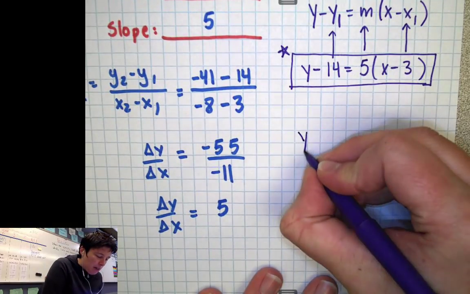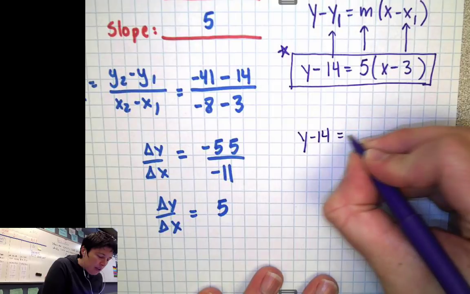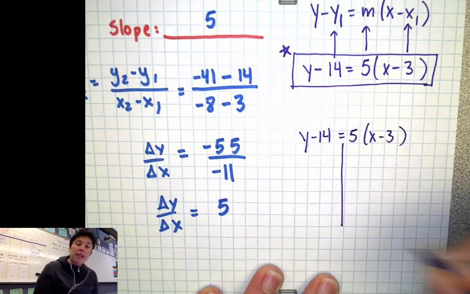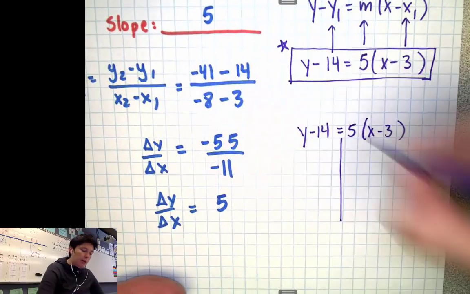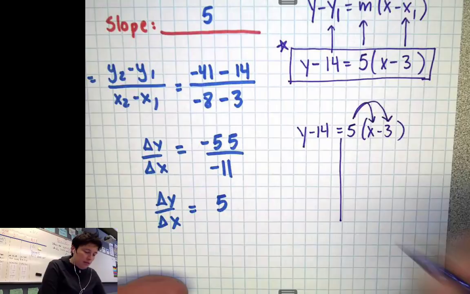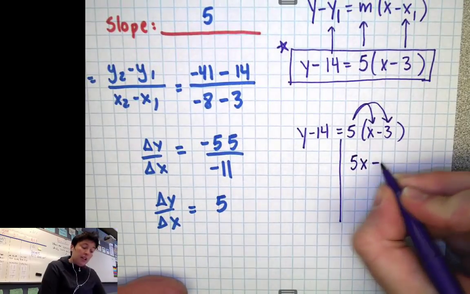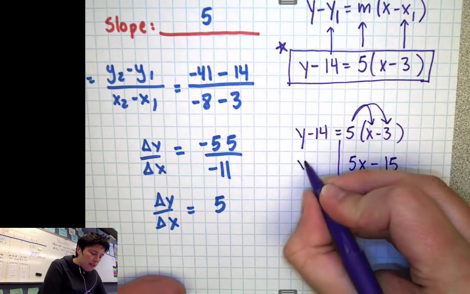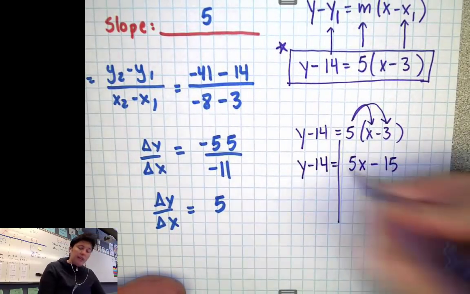I'm going to take y minus 14 equals 5 times x minus 3. Put a little line down the middle. And I'm going to change it into y equals mx plus b. I'm going to distribute the 5 in. I'm going to do 5 times x is 5x, minus 5 times 3 is 15. And I'm going to have y minus 14 equals 5x minus 15.